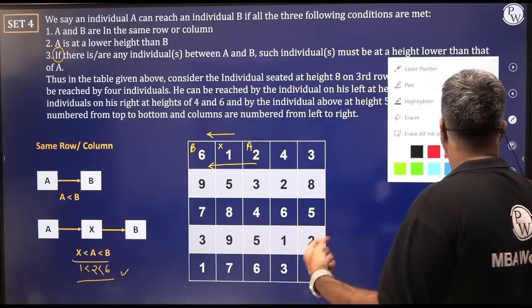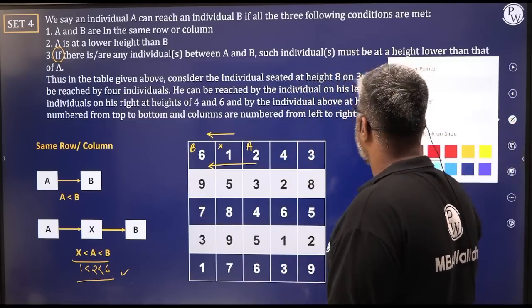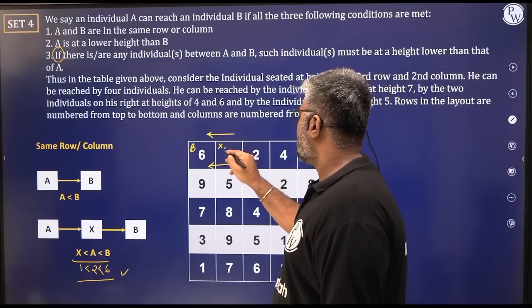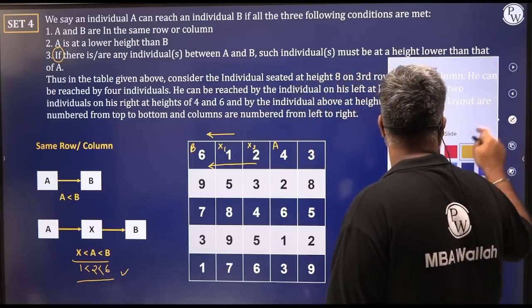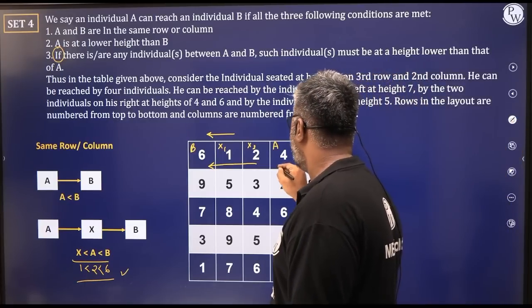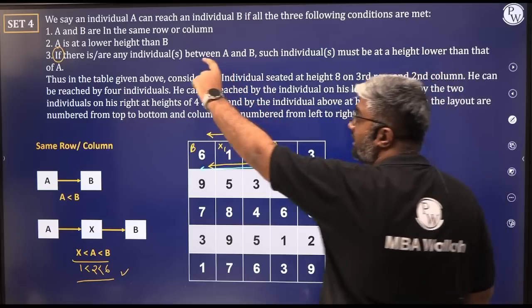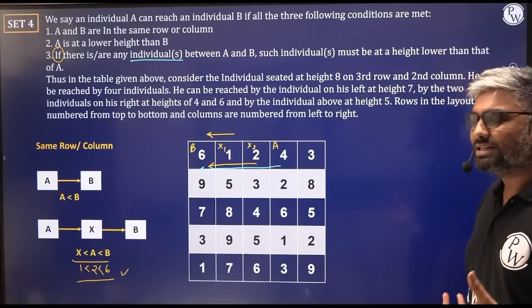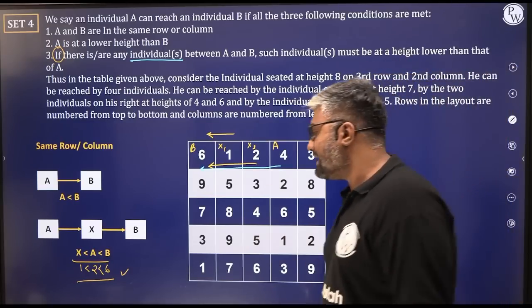Can we try this for the next stage? Is it possible कि अगर मैं इससे भी X ले लूं, let's say this is some other variable x1, x2, ठीक है? This is x1, this is x2 and this is A. So now let's see if we can reach from A to B. Is it possible to reach? Is the condition satisfied? यहाँ पे क्या बोल रहा है? Whether there is one individual or multiple individuals, the only condition is that height should be less than A. That's it. Height should be less than A.